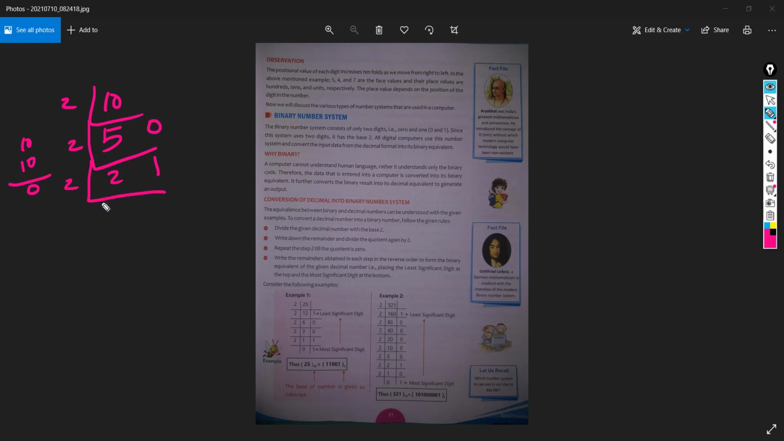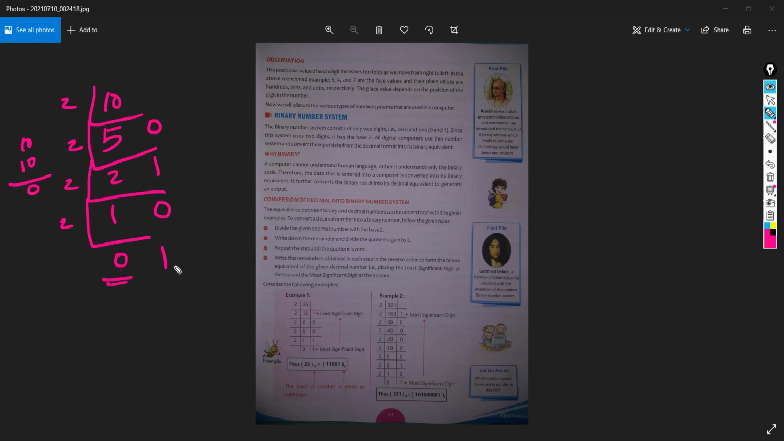The quotient is still a non-zero value, so again we need to repeat the division. How many times? Only one time. The remainder is 0. But here the quotient is still a non-zero value. So again, how many times? 0 times. Then the remainder is 1. So now we got a quotient of 0, so we will stop from here.